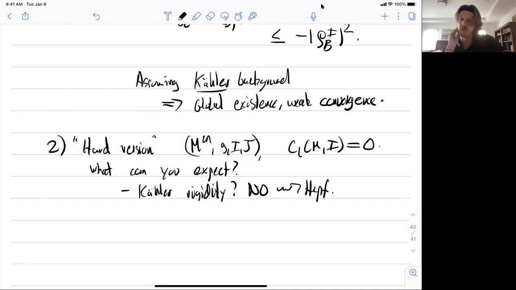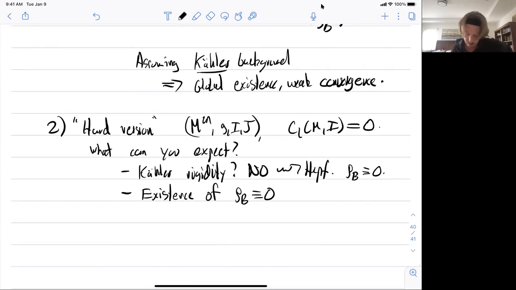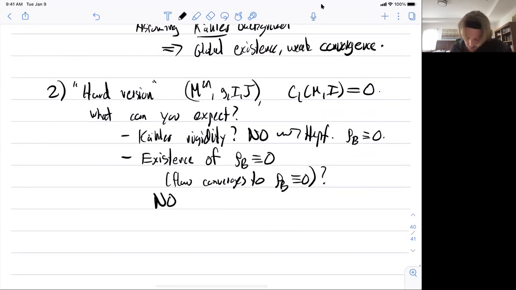It's Bismut-Ricci flat. Okay, Hopf has this Ricci Bismut equal to 0, but in any case, it's not Kähler. Can you even expect existence of this in the natural deformation class, or perhaps a flow converges? Can we expect this flow to naturally converge to something Bismut flat? And the answer to this is also no.